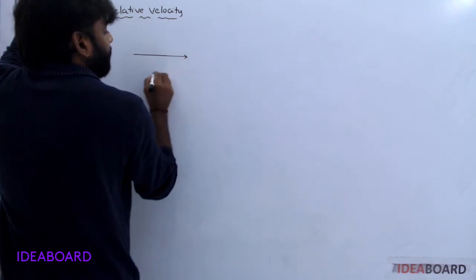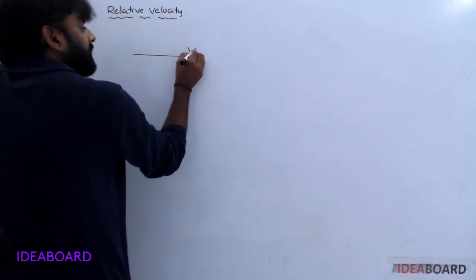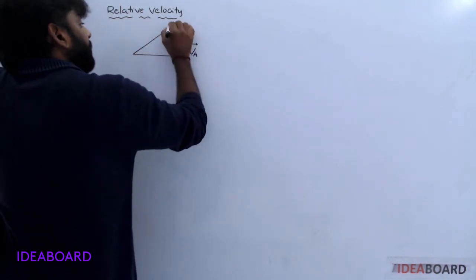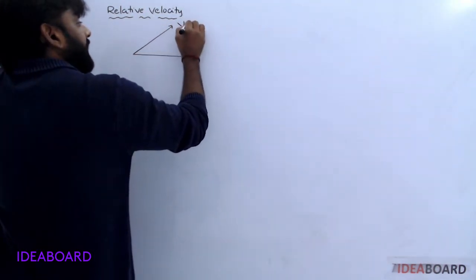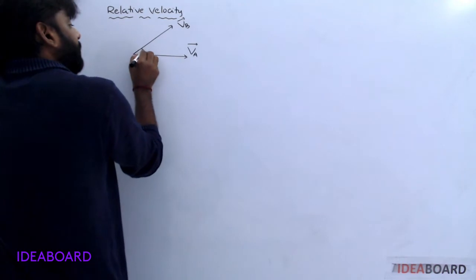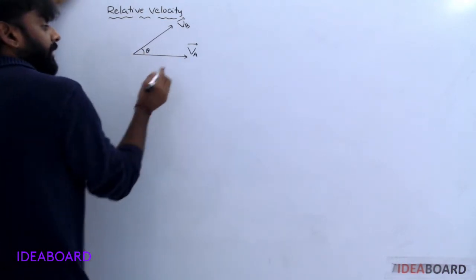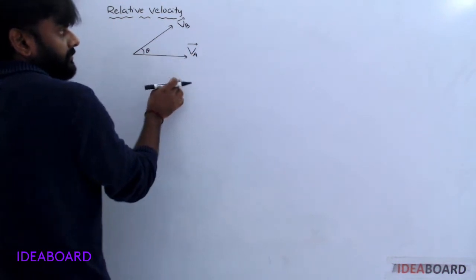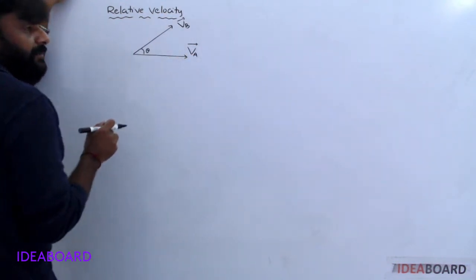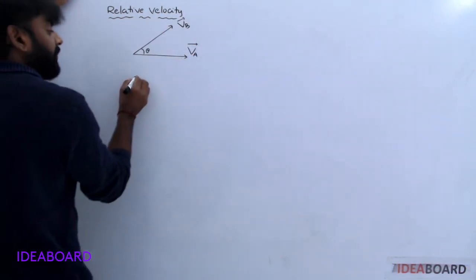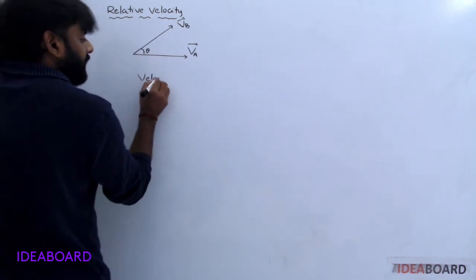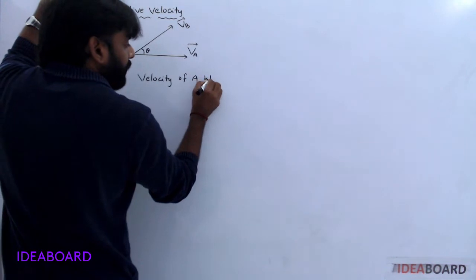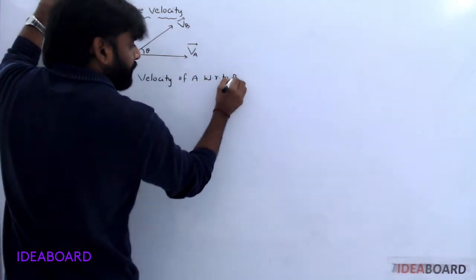It is the velocity direction of A. This one is velocity direction of B. Okay? Now velocity of A is compared with the velocity of B. Understood? Velocity of A with respect to B.